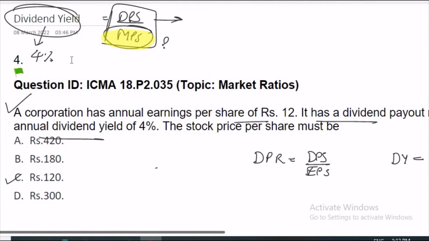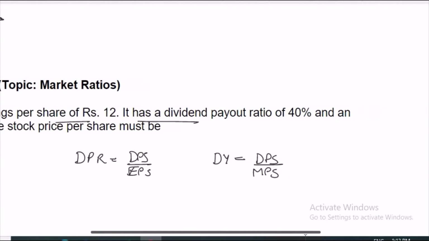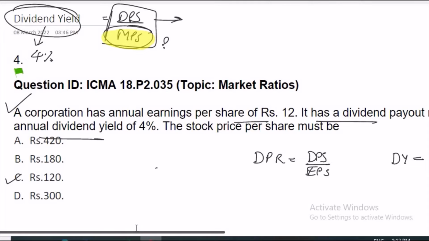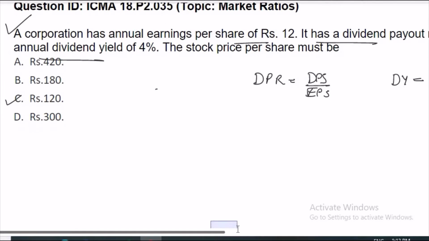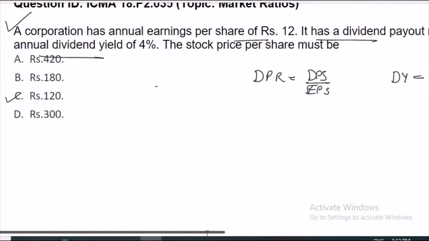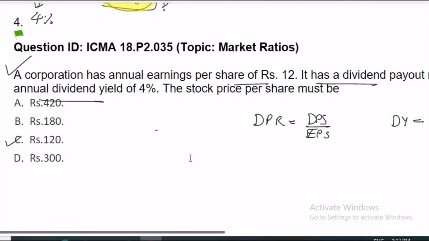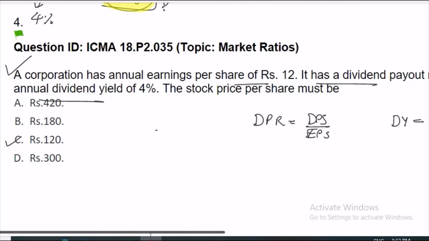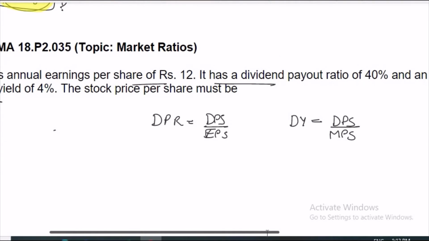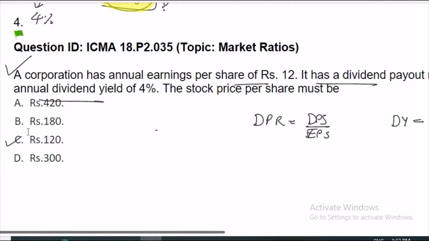It is a sum on dividend yield. The corporation has annualized earning of rupees 12. It has a dividend payout of 40% and an annualized dividend of 4%. The stock price per share must be DPS upon yield, that is DY equals DPS upon price. DPS here is 40% of 12. So we will see that comes to 11,120 rupees.